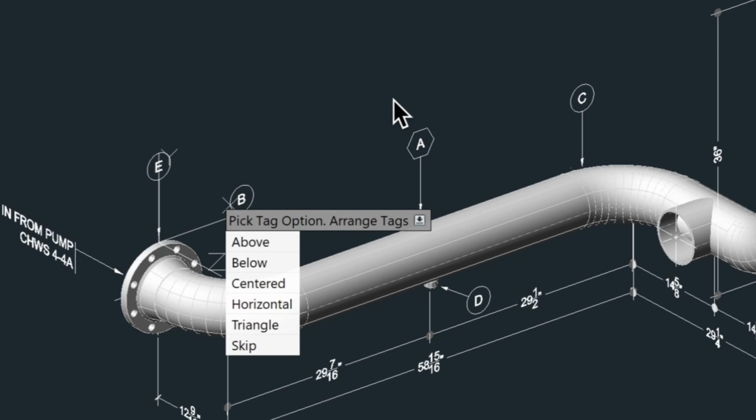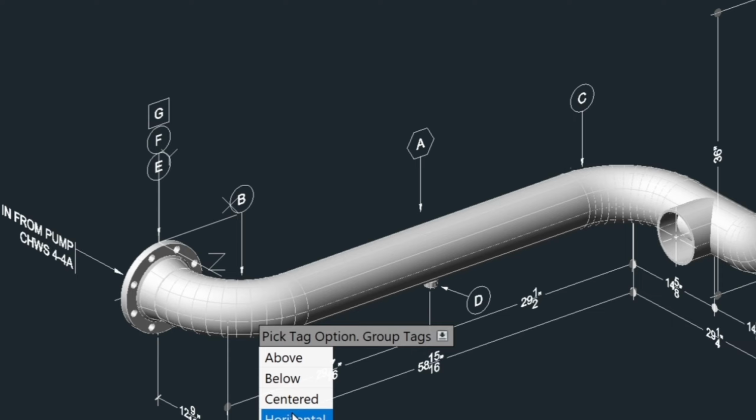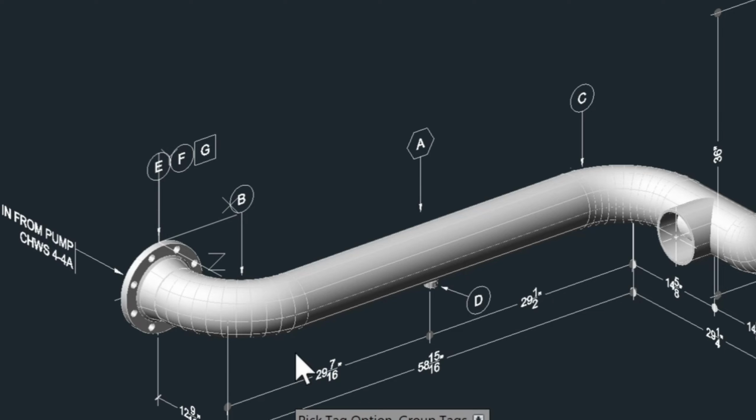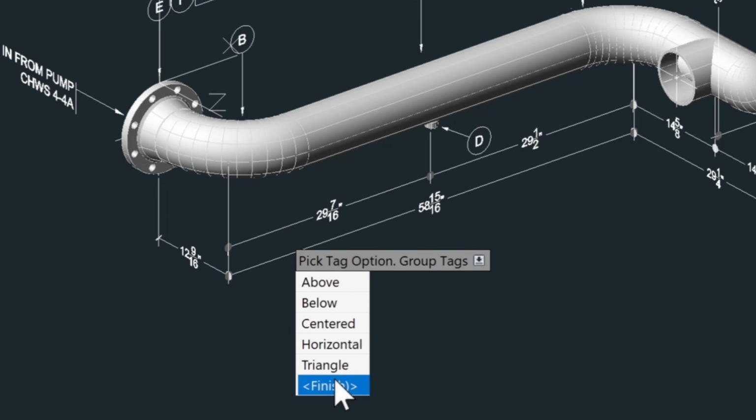Now we do have several options here because we're going to be labeling the gasket and bolt as well. So if we choose horizontal, we're going to get this result. Triangular, we can do above, but we'll just stick with horizontal. Then we'll just choose finish.